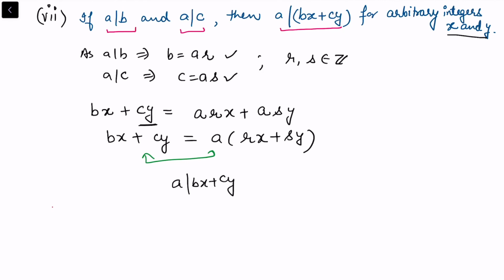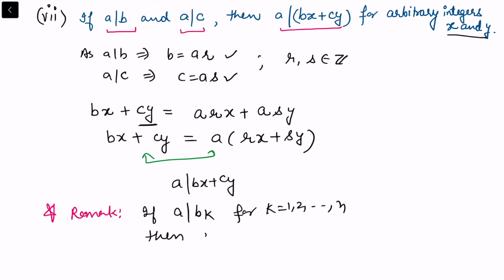And this result we can generalize further, so we can write this as a further remark that if A divides b_k for some k values varying from 1 up till n, so A is dividing b_k, then A must divide b1 times x1 plus b2 times x2 plus so on up till bn times xn. So that means A divides the linear combination of these integers.